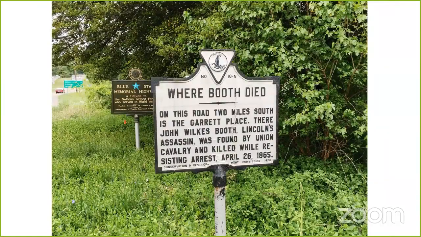And you can go to this spot. So this is the culmination of our bus trip. This is a historical marker that's on the way to Garrett's Farm. It says, "On this road 2 miles south is the Garrett Place. There, John Wilkes Booth, Lincoln's assassin, was found by Union cavalry and killed while resisting arrest, April 26, 1865."